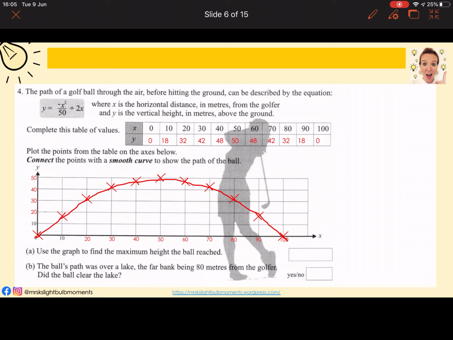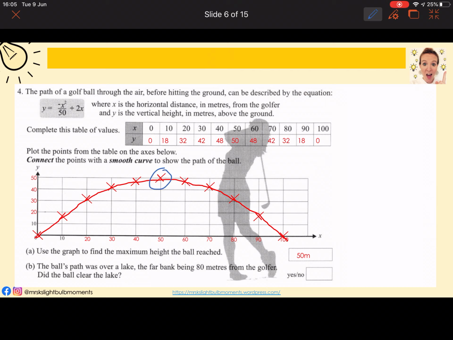Again, 0, 0 is where the ball started, and you can see it nice and clearly. It would arc through the air and then come back down again. So our first question is, use the graph to find the maximum height the ball reached. Hopefully we can see that y was the height there, and you can always look back at the question. So the highest point it reached was 50, right up in the middle there. That was this point, 50.